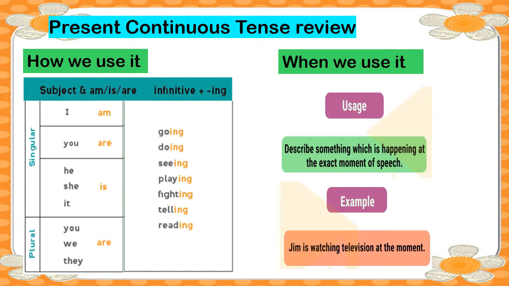When do we use the present continuous tense? It is to describe when something is happening at that exact moment of speaking, or it is continuing in that moment. So something like, Jim is watching television at this moment. So as we are speaking, he's watching television. The ing of continuous tense means it is continuing. So that's an easy way of remembering it. It is continuing to happen at this moment.